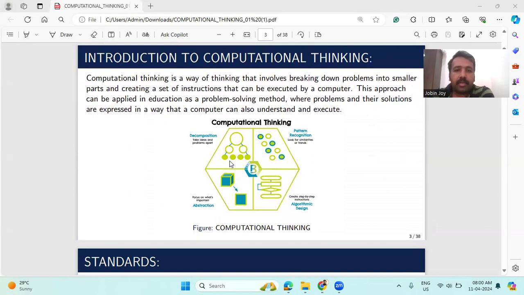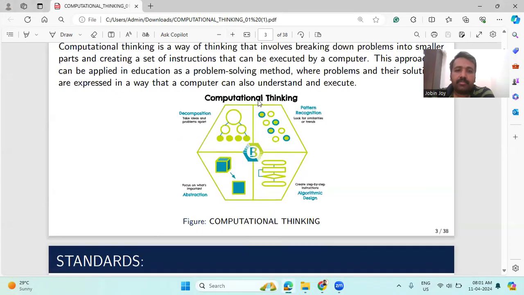So computational thinking is a way of thinking process that involves breaking down the problems into smaller parts and creating a set of instructions that can be executed by a computer. This approach can be applied in education as a problem-solving method, where problems and their solutions are expressed in a way that a computer can also understand and execute. From this figure, we can clearly understand the four stages, the four steps involved in computational thinking process.